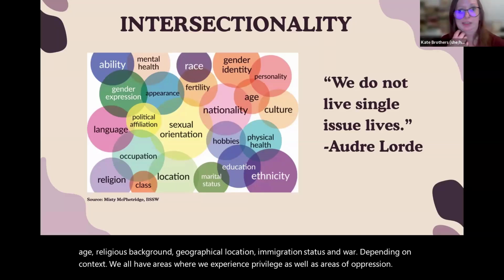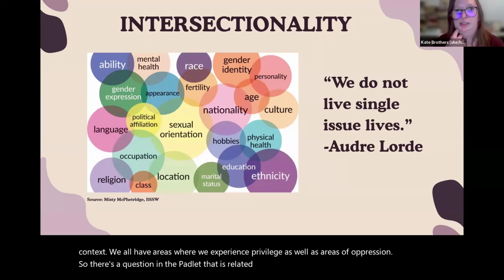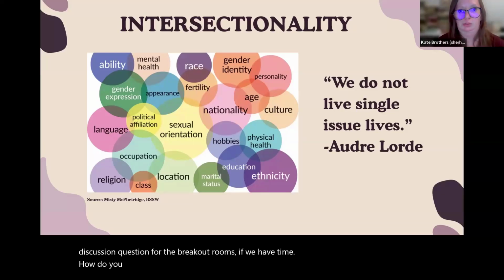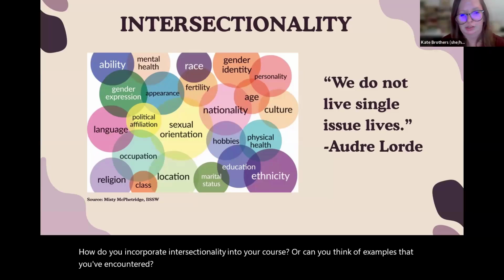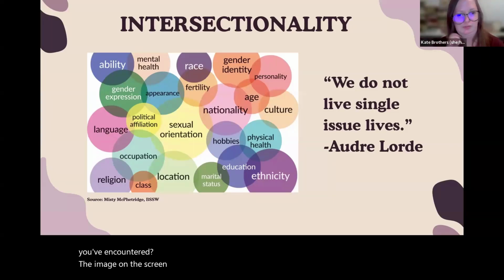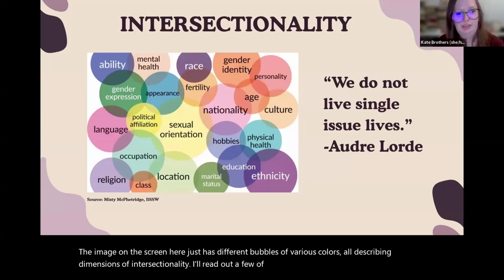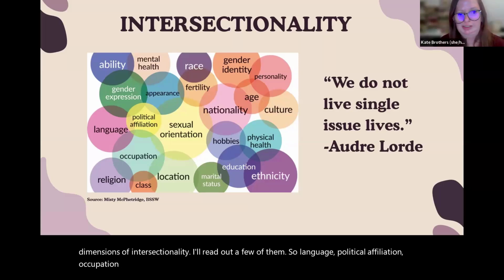So there's a question in the Padlet that is related to intersectionality. It's also the discussion question for the breakout rooms if we have time. How do you incorporate intersectionality into your course? Or can you think of examples that you've encountered? The image on the screen here just has different bubbles of various colors, all describing dimensions of intersectionality. I'll read out a few of them: language, political affiliation, occupation, location, marital status, sexual orientation, nationality, age, gender identity, race, ethnicity, religion.